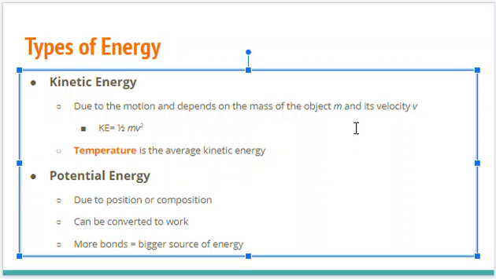Potential energy is due to position or composition and can be converted into work. So the more bonds you have, the bigger source of energy. So in all these cases, the more mass you have, the more potential or kinetic energy you can have, which is in part why something like the ocean takes a very long time to heat up, while a glass of water can become room temperature very quickly when the ice melts.